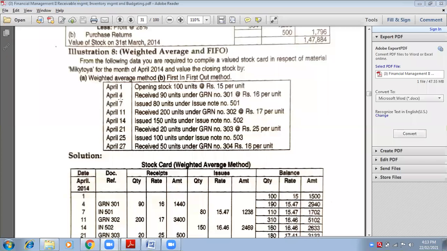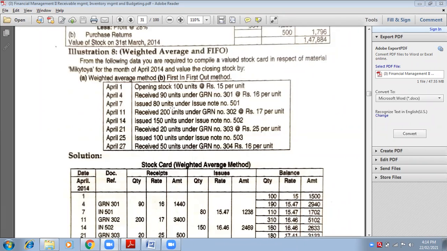We were on the 7th date, no? So on the 7th date, in the balance column, out of 100, 80 units are issued, so 20 into 15, 300. And the 90 units which were there on the 4th date are there with us on the 7th date also. So we will write down the same as it is, 90 into 16, and the amount will be 1,440. That will be the same. Copy paste. Okay. Close the date. Close the date means draw the line.